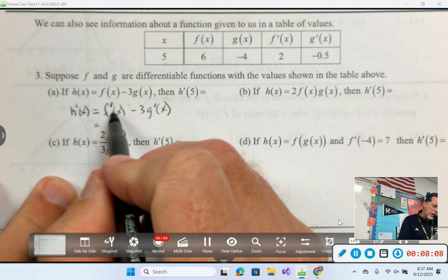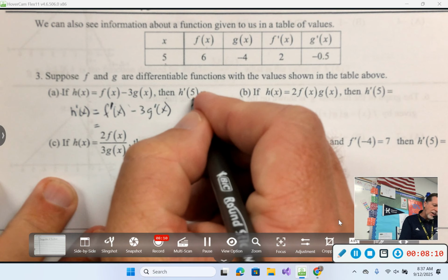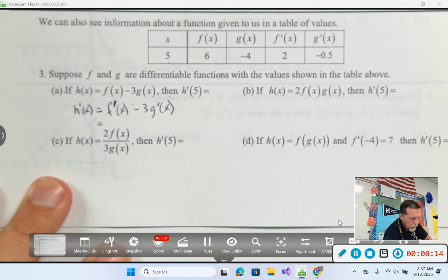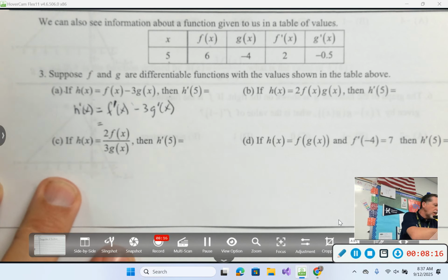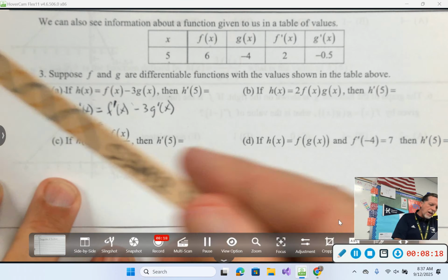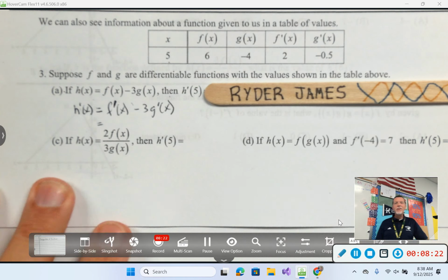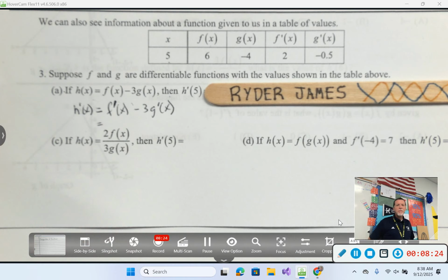Goodness, gotta be super careful here. F prime at 5. Let's pick on people here. Why am I the only one talking? So f prime at 5. So it's just, I mean, you don't have to do anything except look in the right spot, right? Or what's f prime at 5?